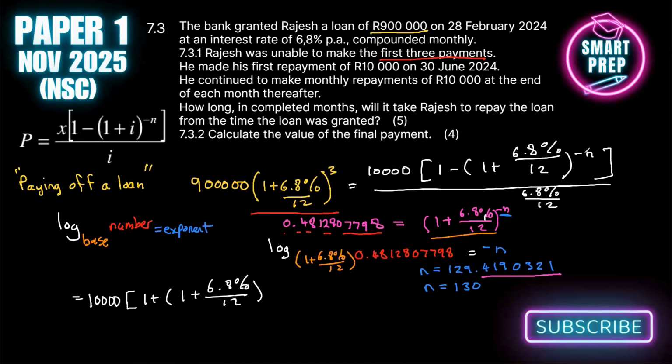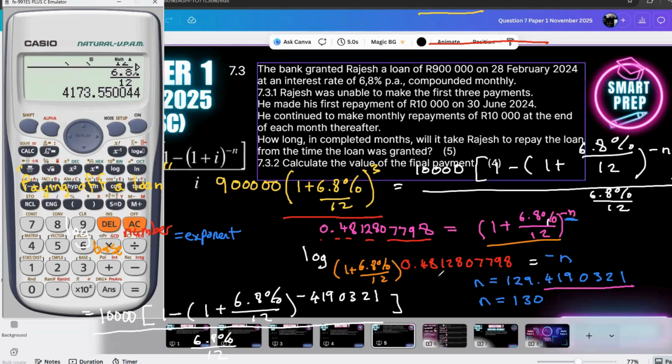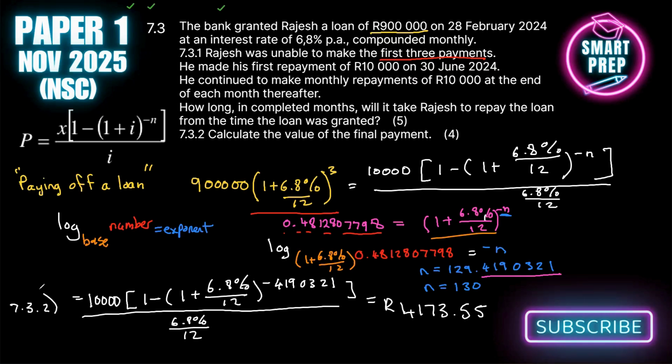All you do is you change your minus n to this negative 0.4190321. Okay, and when we put that in a calculator, we should get a value of less than 10,000. If it's more than 10,000, you've made a mistake somewhere. Minus, and then I get 4173.55. This is right. So that's 7.3.2. And that is financial maths.